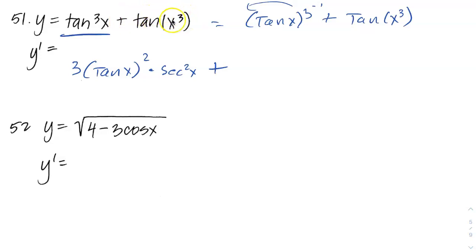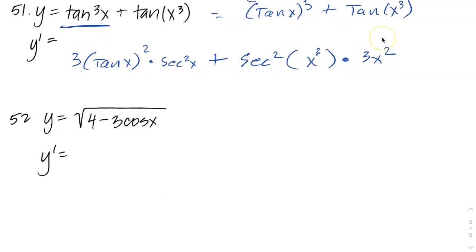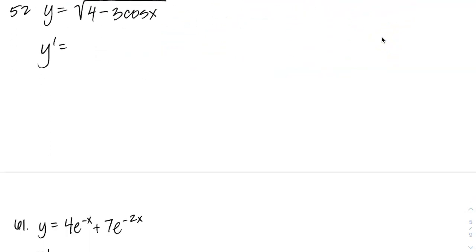That's all a plus does. This one, the outside is tan, so the derivative of tan is secant squared. Leave the inside alone, which is x cubed, times by the derivative of the inside, 3x squared. So we get that.